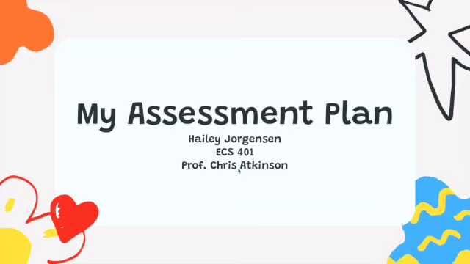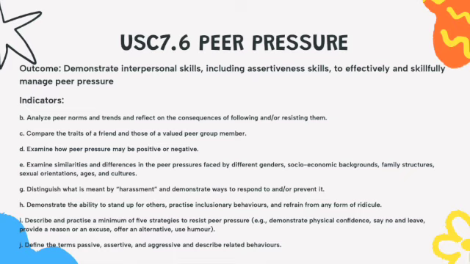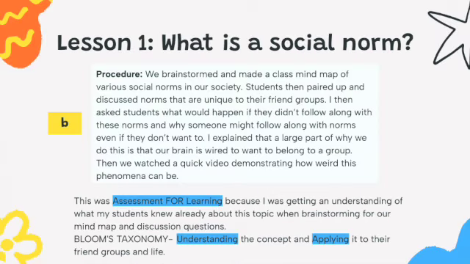This is my assessment plan by Haley Jorgensen. The outcome I chose was USC 7.6 on peer pressure. The outcome: demonstrate interpersonal skills, including assertiveness skills, to effectively and skillfully manage peer pressure. And I chose indicators B, C, D, E, G, H, I, and J. You can pause to read those if you want to.